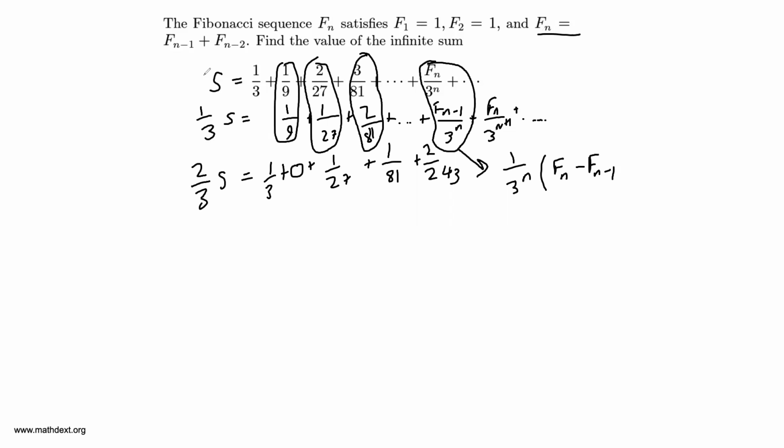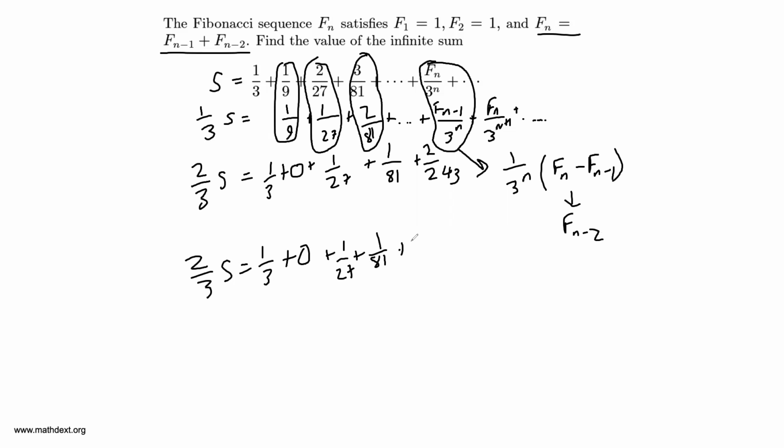And if you see from this, f(n) is equal to f(n-1) + f(n-2), you know that if you rearrange this, f(n) minus f(n-1) becomes f(n-2). And in that sense, 2/3 S is equal to 1/3 + 0 + 1/27 + 1/81 + 2/243 + etc. plus f(n-2) over 3^n, etc.